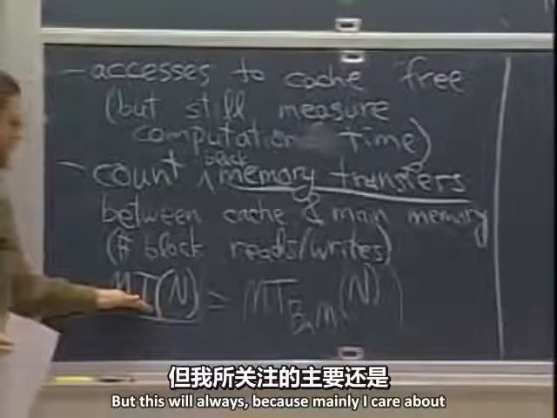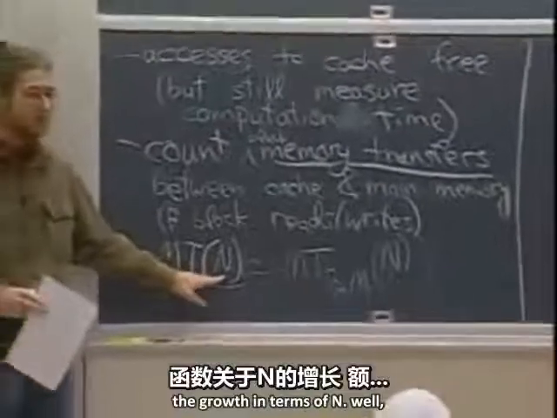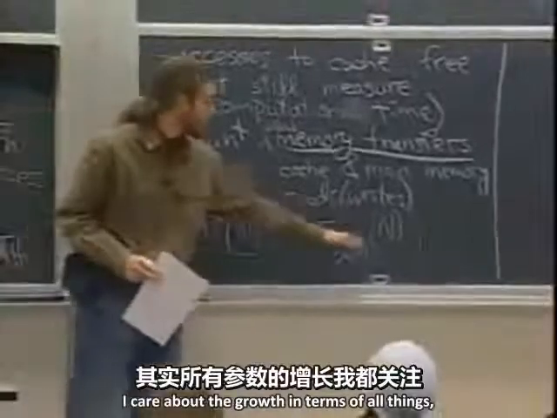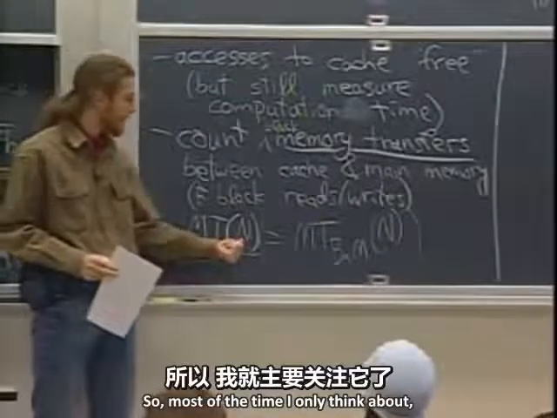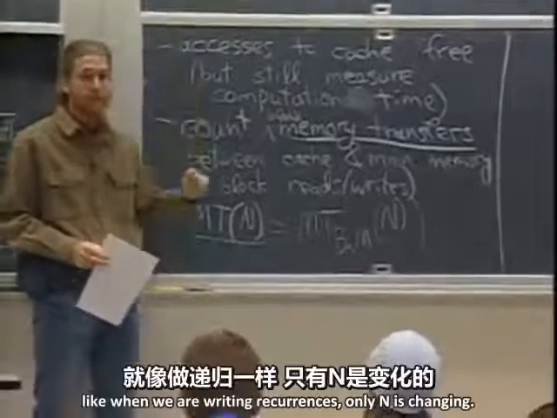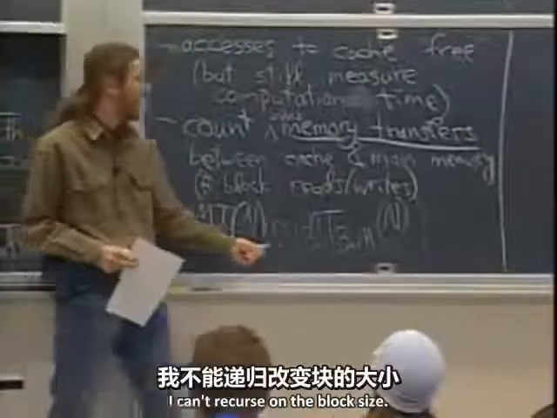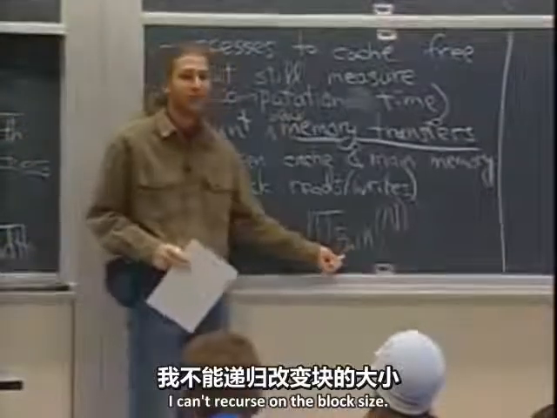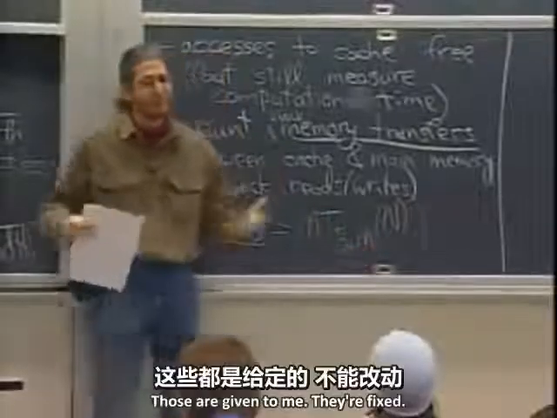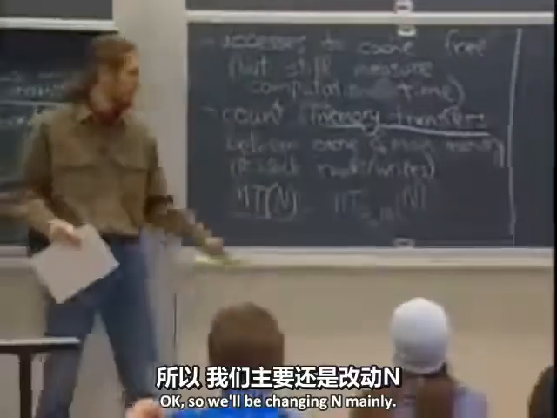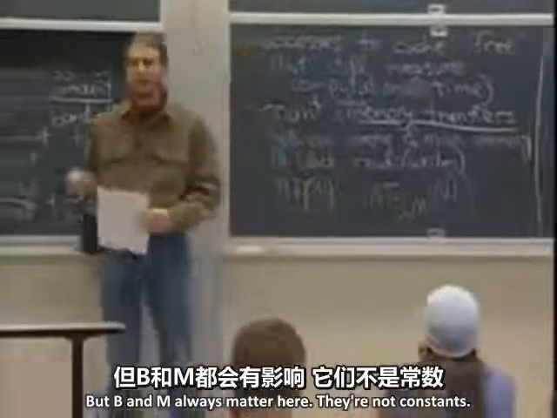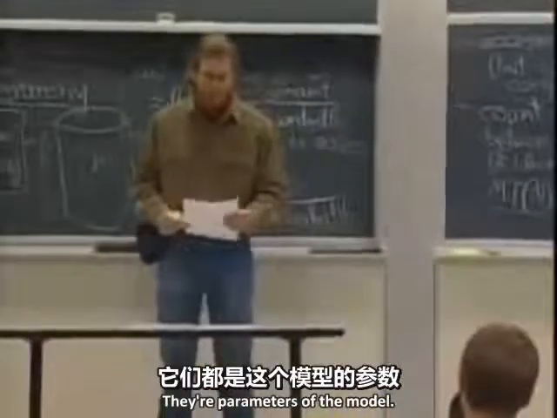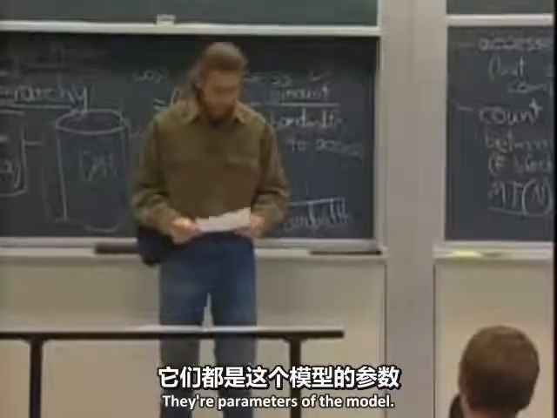But mainly I care about the growth in terms of n. Well, I care about the growth in terms of all things, but the only thing I can change is n. So most of the time, like when we're writing recurrences, only n is changing. I can't recurse on the block size. I can't recurse on the size of cache. Those are given to me. They're fixed. Okay, so we'll be changing n mainly. But B and M always matter here. They're not constants. They're parameters of the model.